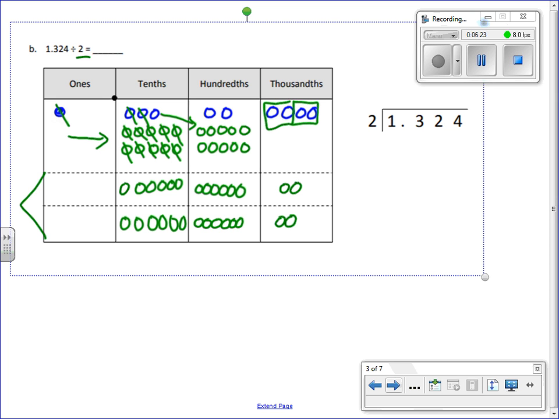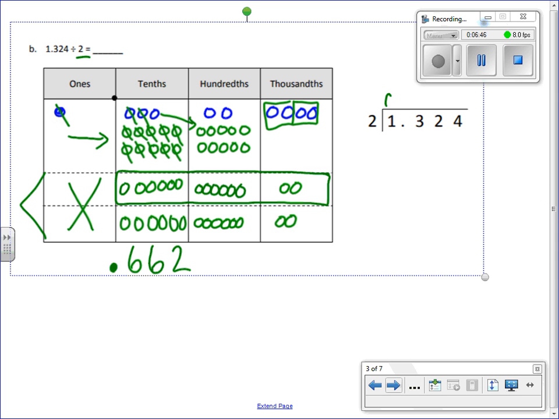Going to go back. We had nothing in the ones place. We have a decimal point. Only looking at one of them. Don't look at both. We have 6 tenths. 6 hundredths. And 2 thousandths. Standard algorithm.